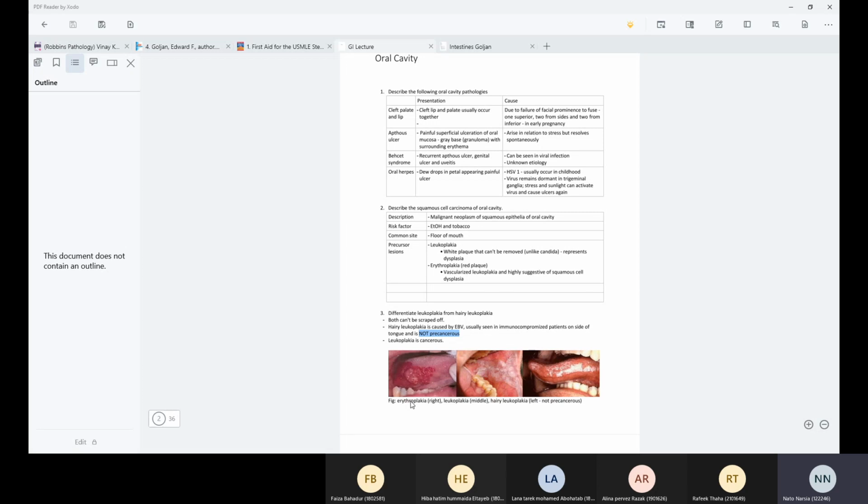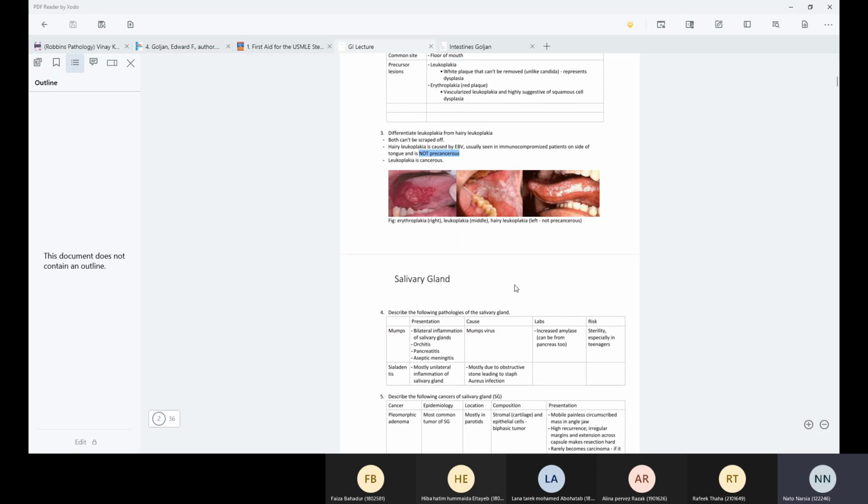But in leukoplakia, you might find dysplasia, and you need to make a differential diagnosis from candida and hairy leukoplakia. Neither candida nor hairy leukoplakia is precancerous, and the location is different. Candida can cover the whole tongue, but hairy leukoplakia is only on the lateral side of the tongue.